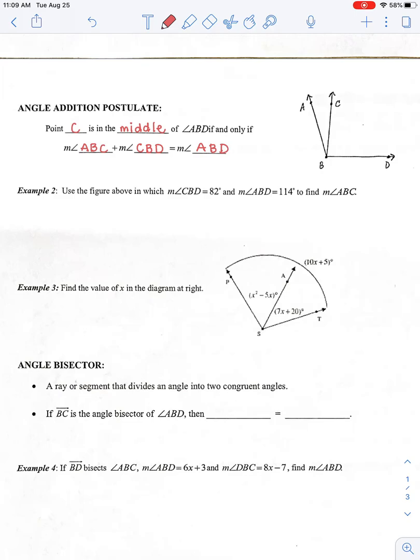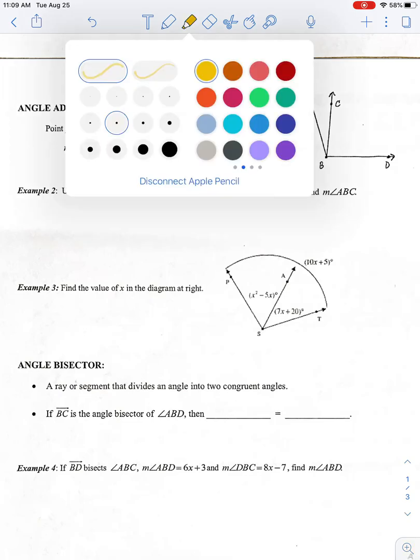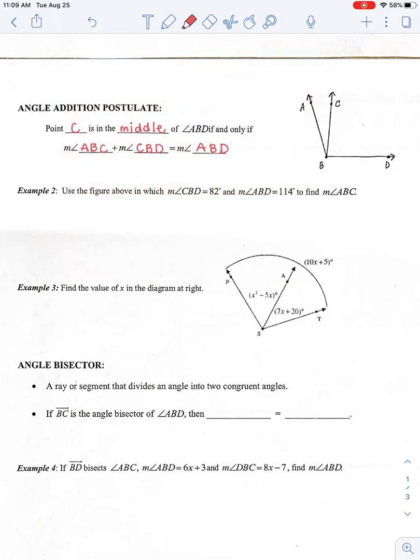Now that may not mean a lot to us, but we're going to look at it in this picture. If I do some highlighting for us, if I have angle ABC, that angle right there, and I add it to angle CBD, that should get me this whole big angle of ABD. So if I add the little part plus the other little part, it should equal the whole thing. So we're going to try out some problems here.